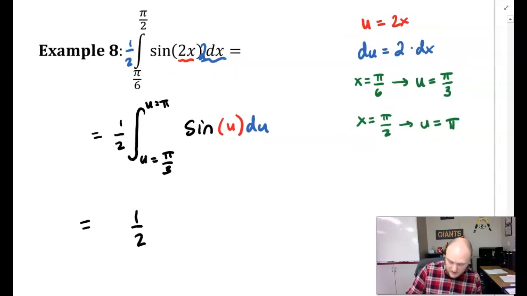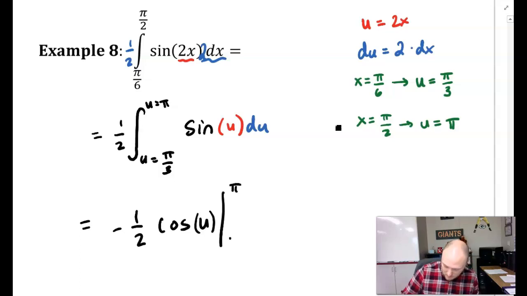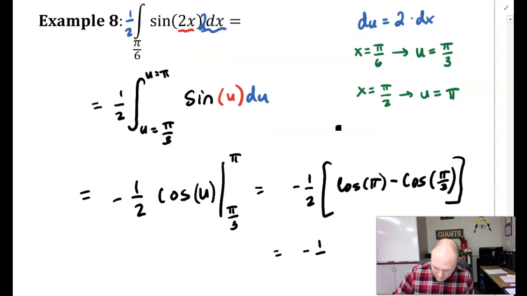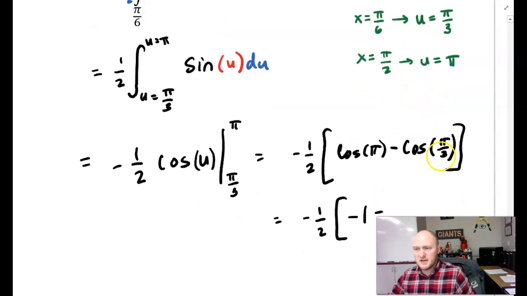This gives us 1/2. Integral of sine is negative cosine. So I'll add my negative, add cosine of u here, evaluated from pi thirds to pi. Okay. So this is equal to negative 1/2. I'll leave that on the outside. We have cosine of pi minus cosine of pi thirds. Okay. Cosine of pi, that's easy. That's just the x value on the left side. That's going to be a negative 1. Minus cosine of pi thirds.